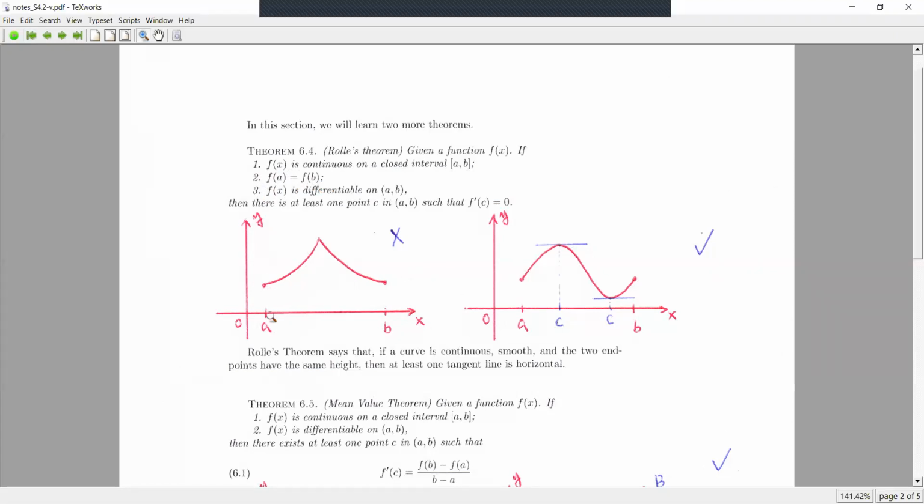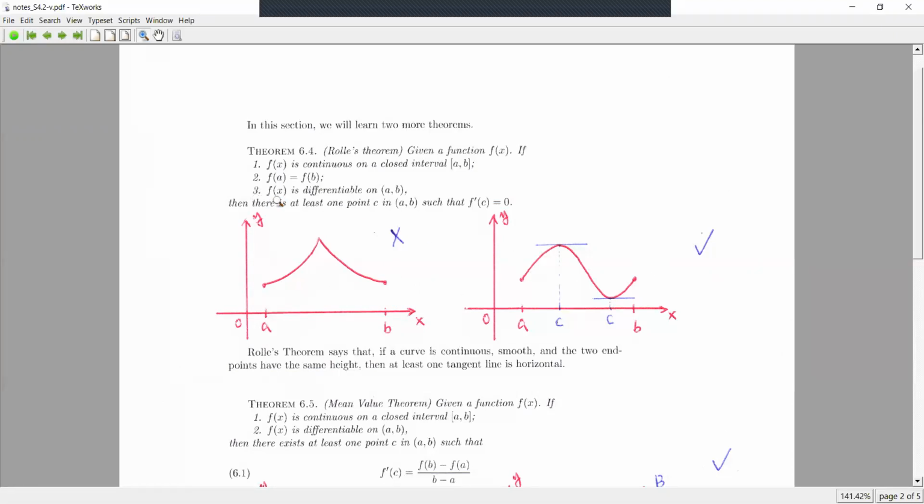Condition 2, function values at the two endpoints are equal. The function value at this point A is the solid point. At B is the solid point. These two solid points have the same height. A height is function value. So function values at A and B are equal. And also about this curve, the two endpoints have the same height. So function values at the two endpoints are equal.